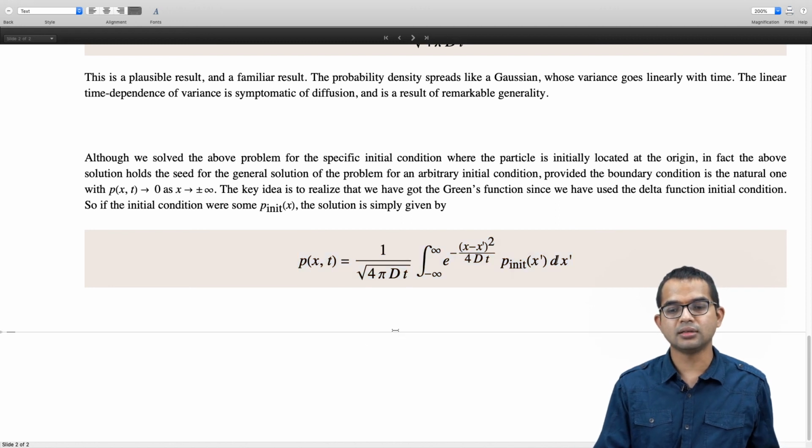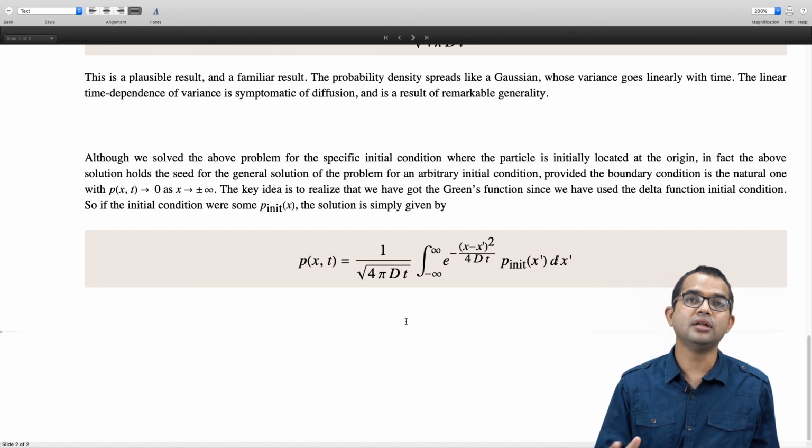We will look at some other interesting boundary conditions, and we will solve the same PDE by a different method in the lectures coming up.